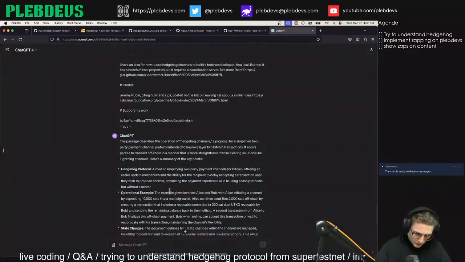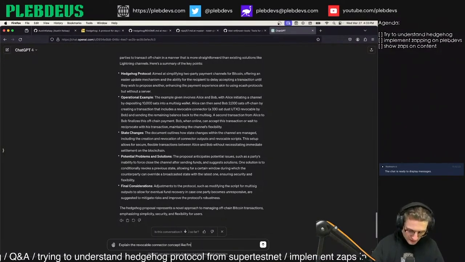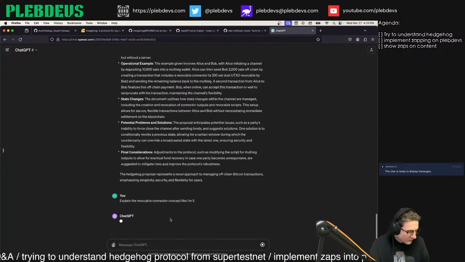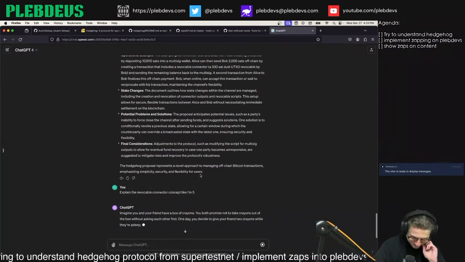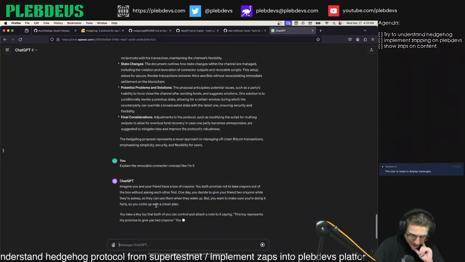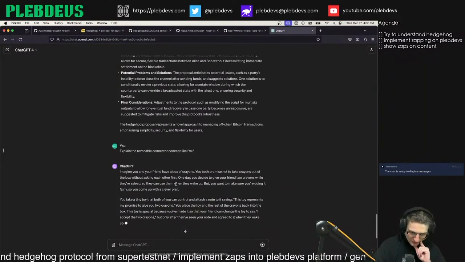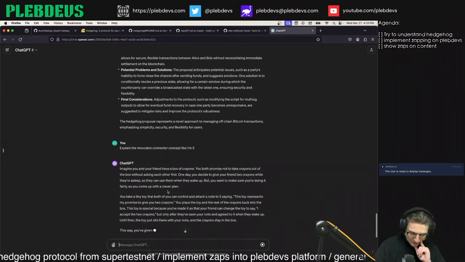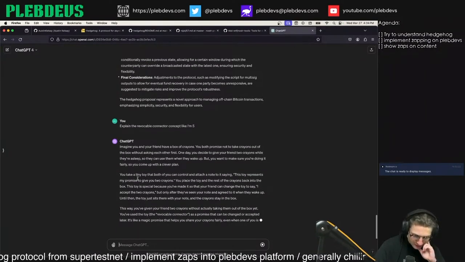Explain the revocable connector concept. Like I'm 5. Okay, imagine you and your friends have a box of crayons. You both promise not to take crayons out of the box without asking each other first. One day you decide to give your friend 2 crayons while they're asleep so they can use them when they wake up, but you want to make sure you're doing it fairly, so you come up with a clever plan.